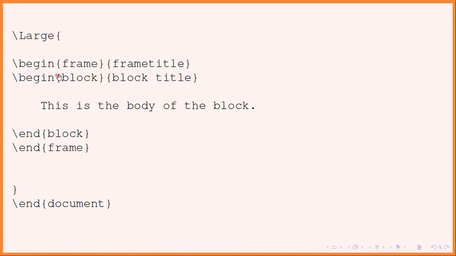And then in the frame, whatever frame title you want to write, you can write here. Then the block title you can write here. Then the body of the block you write, and then keep on repeating this type of frame, as many frames as you want. And then you have to write end document. Again I repeat, this curly bracket corresponds to this \Large here.